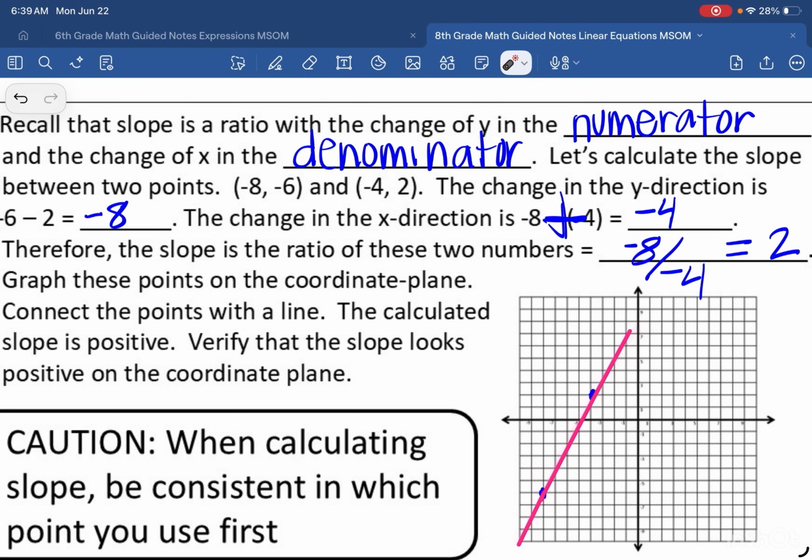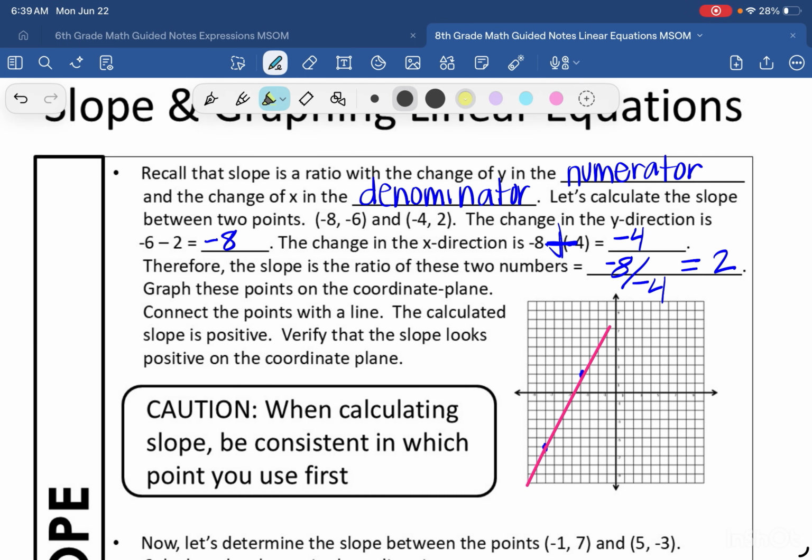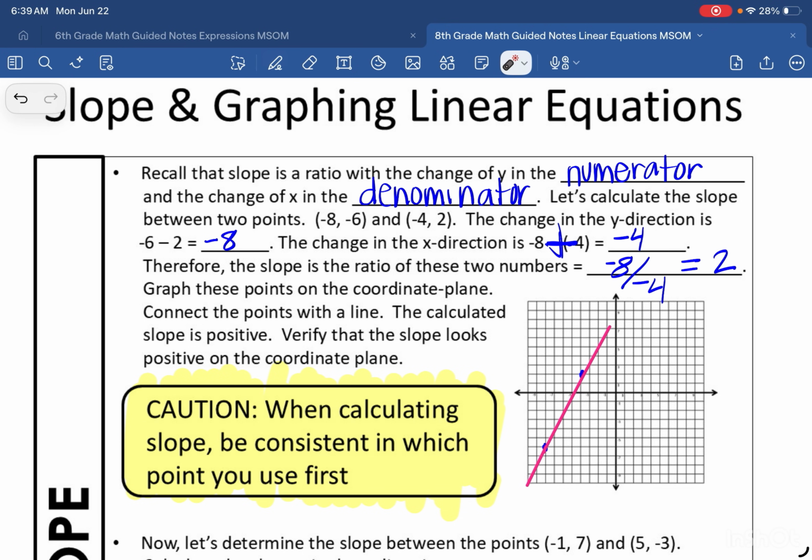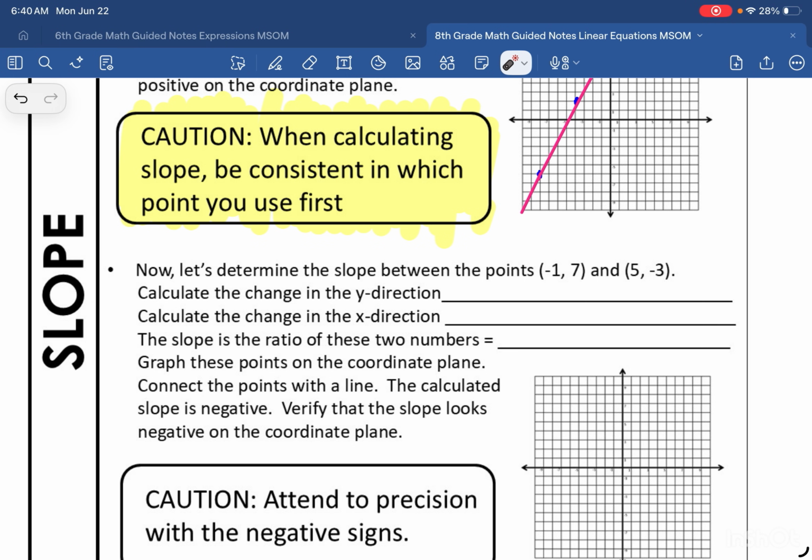So that matches. Here's a little caution that you might want to highlight. It says, when calculating slope, be consistent in which point you use first. So if I use -6 first in the numerator, I need to use -8 first in the denominator when I am calculating. Now let's determine the slope between the points -1, 7 and 5, -3.